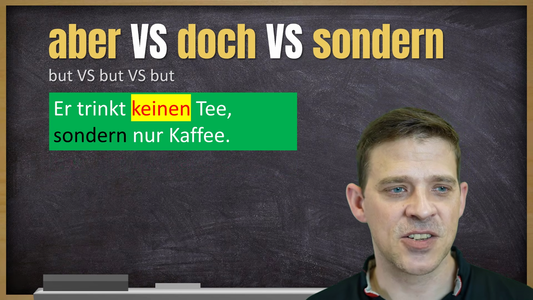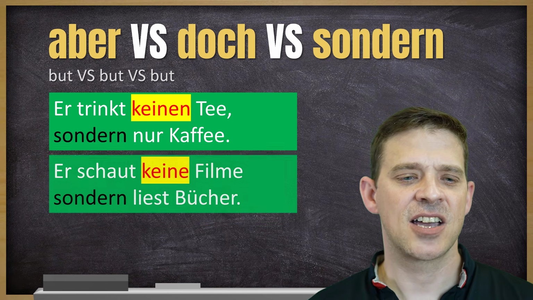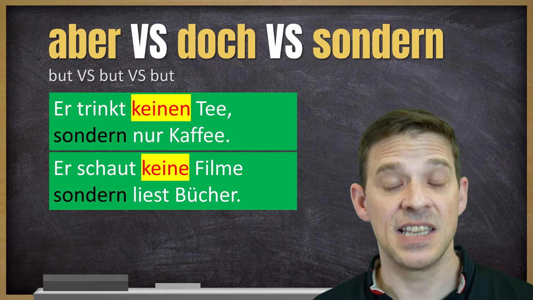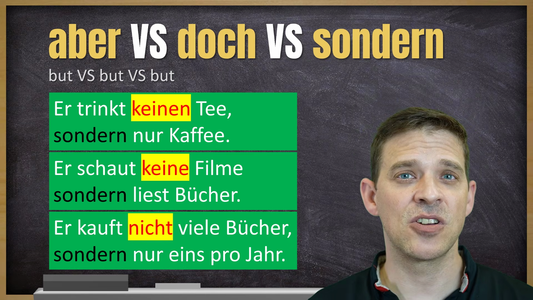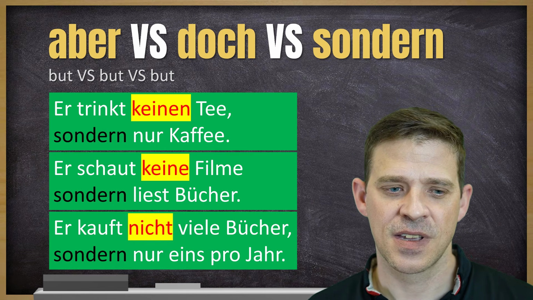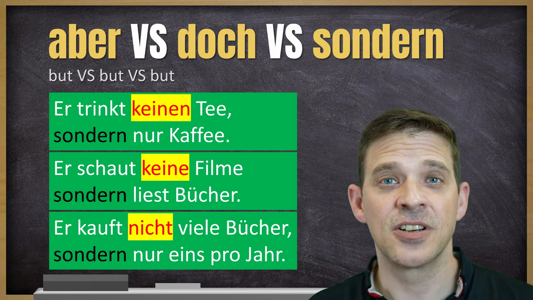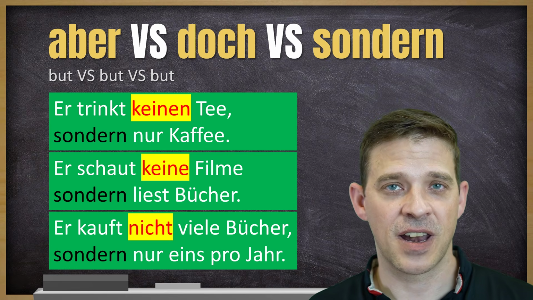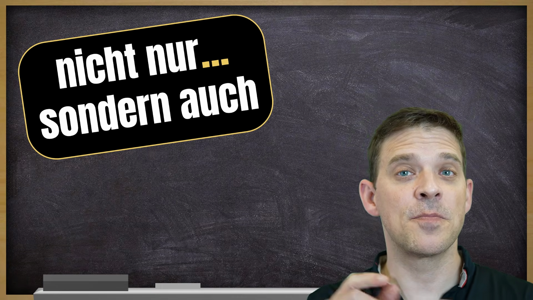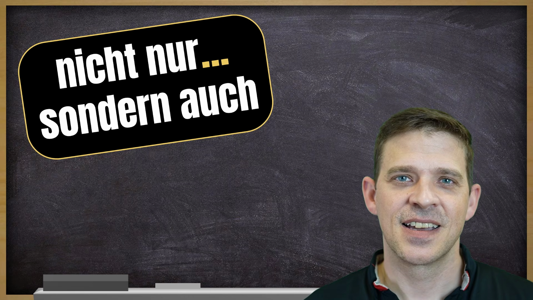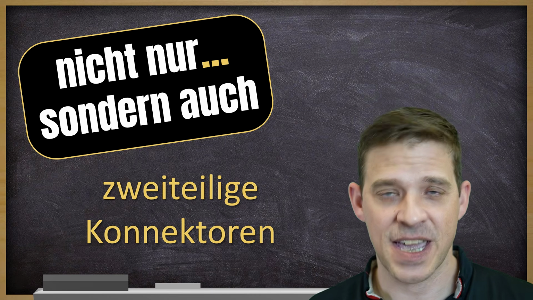3 more examples mit sondern, er trinkt keinen Tee, sondern nur Kaffee. Oder er schaut keine Filme, sondern liest Bücher. Oder er kauft nicht viele Bücher, sondern nur 1 pro Jahr. And here, when you use this sondern as a connector, then you will see this nur there often as well. And maybe you have seen this one before, nicht nur, sondern auch. They are so-called zweiteilige Konnektoren, two-part connectors.